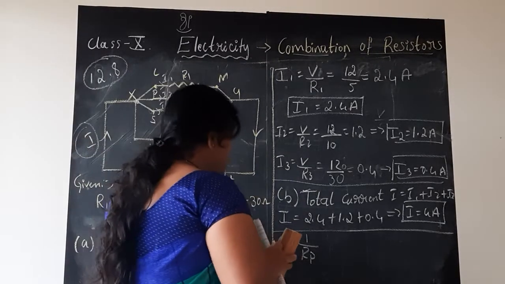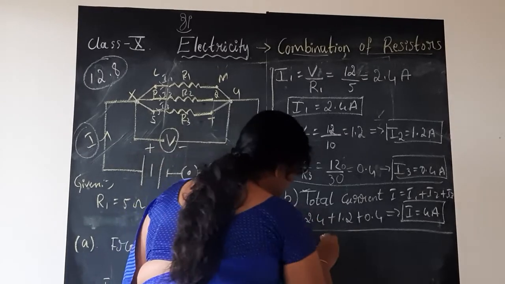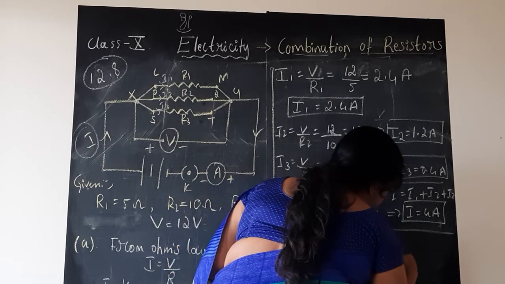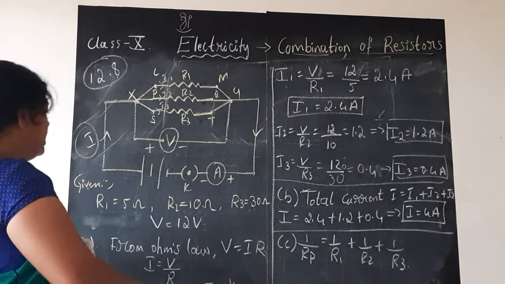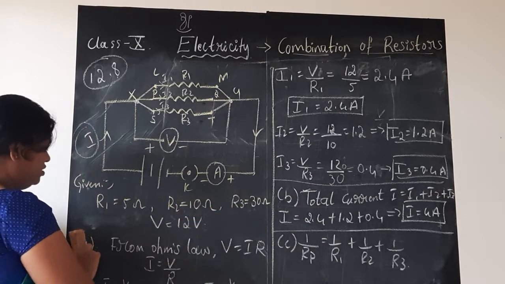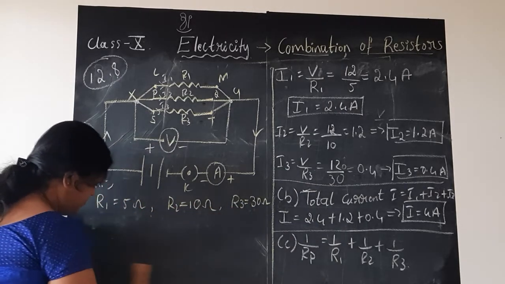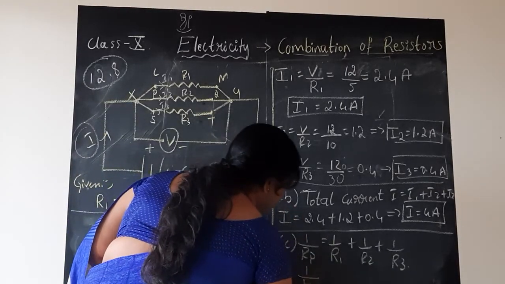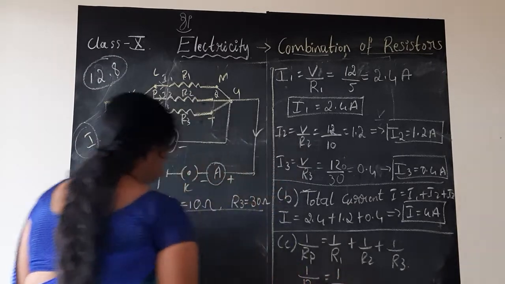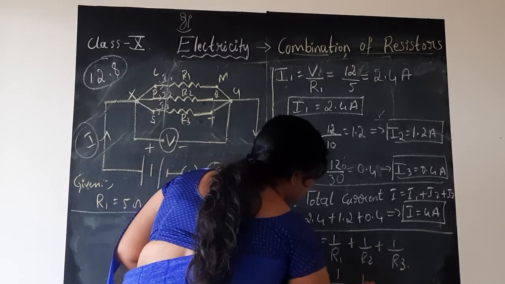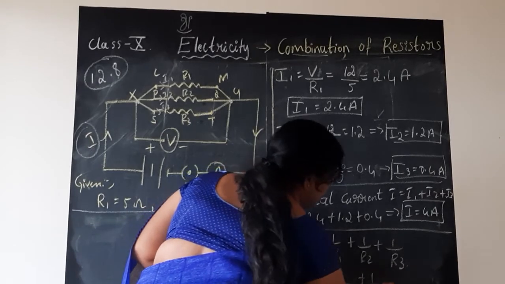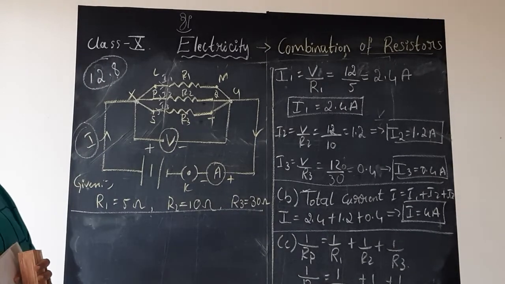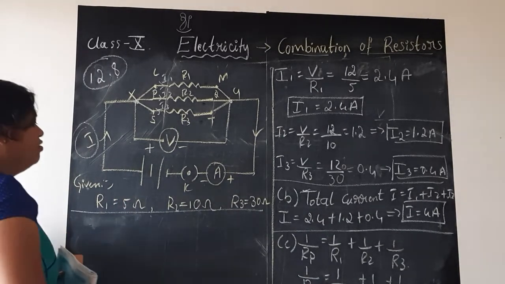So the formula is 1 by Rp is 1 by R1 plus 1 by R2 plus 1 by R3. We clearly know what the R1, R2 and R3 values are. This I will erase, children. So let me substitute. 1 by Rp is equal to 1 by R1, which is 5, R2 is 10 and R3 is 30. So 1 by 5 plus 1 by 10 plus 1 by 30. Now you need to take the LCM of all these.